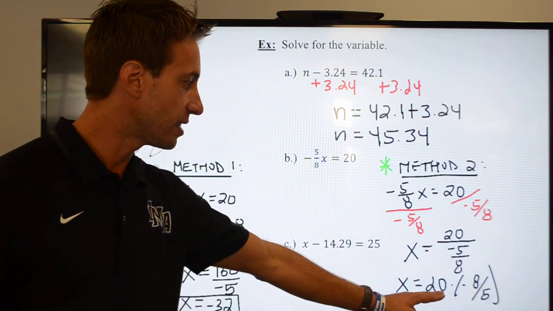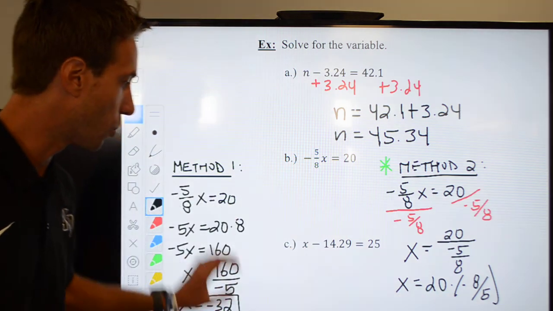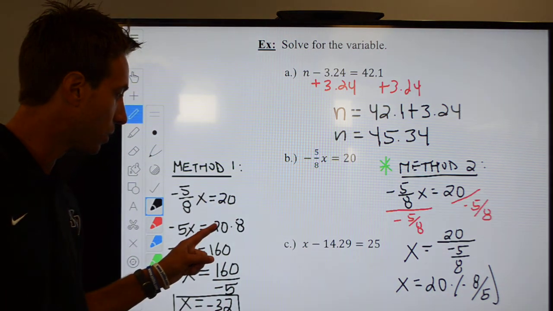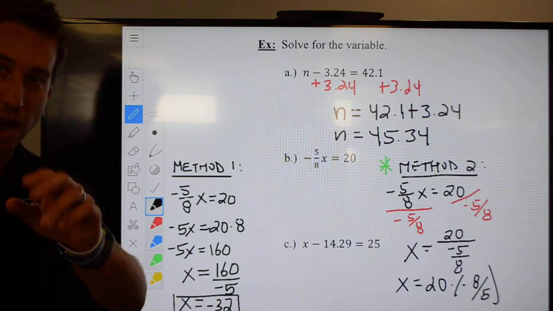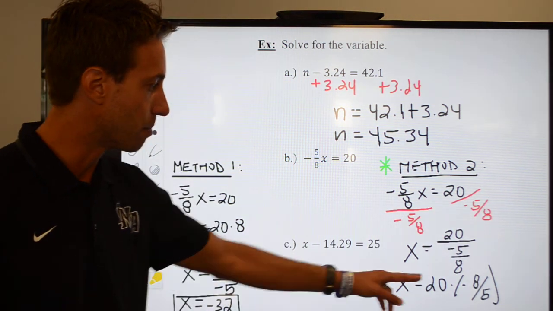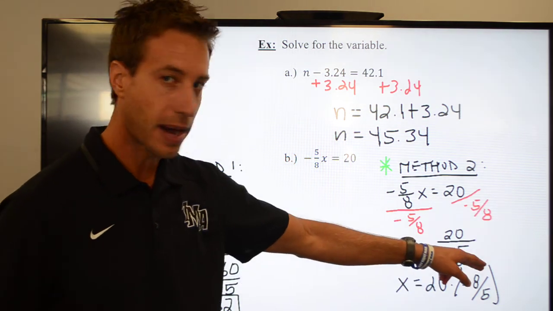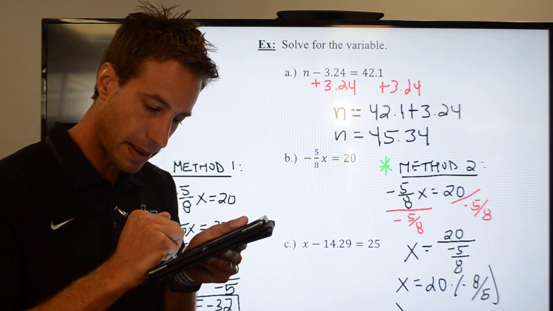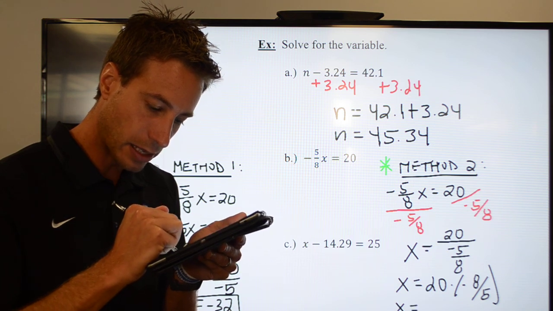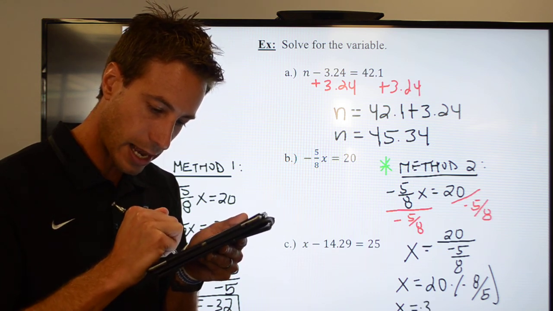Please notice, this is exactly what we did over here. We multiplied the 20 by 8, then we divided by a -5. Over here, you will be multiplying the 20 by 8, dividing by a -5. We get the exact same answer. x is equal to -32.